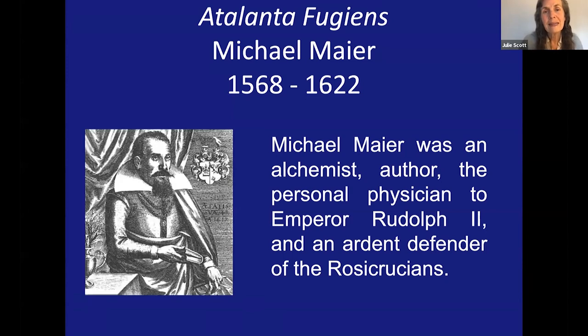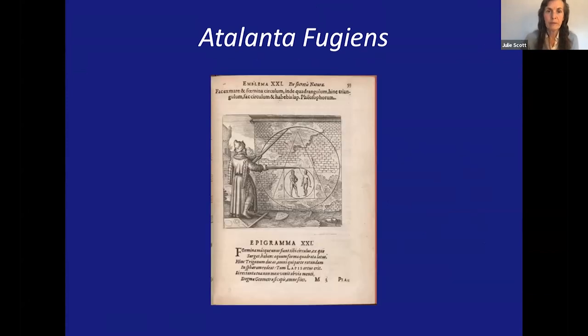He wrote a book called Atalanta Fugiens. And it is a book that has 50 emblems, each accompanied by a discourse and an epigram in verse set to music in the form of a fugue for three voices that tell the story of Atalanta Fugiens, which means Atalanta fleeing. And the songs were meant to be sung while working in an alchemical laboratory. And this is epigram number 21, and you can see the mandala there.